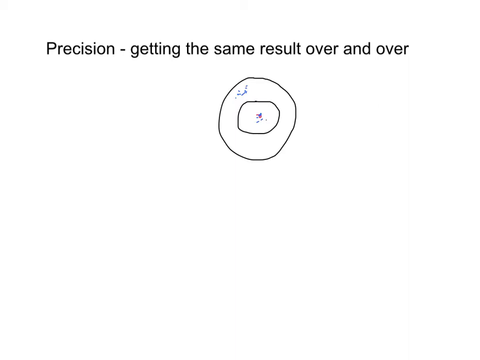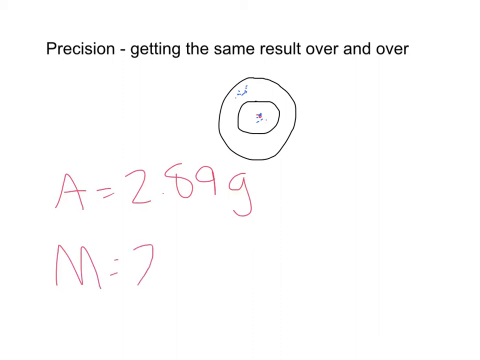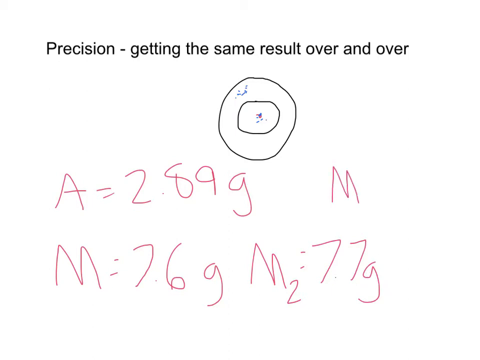Back to the wood block example, where we said the actual mass of the block was 2.89 grams. Let's say we measured it once and got 7.6 grams, and then we measured it again. Let's say this is trial 2, and we got 7.7 grams. We measured it a third time, and we got 7.6 grams again. These measurements are obviously not accurate. We're way off, and whatever we were doing to measure was not very good. However, they are precise because we are getting the same result over and over. That's the key with precision.